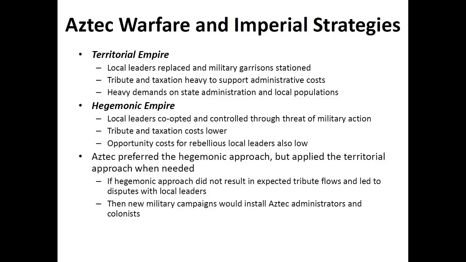When we get to the Inca, we'll see how this territorial approach was taken to a greater degree in order to exert control over conquered subjects.